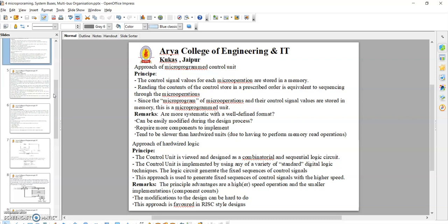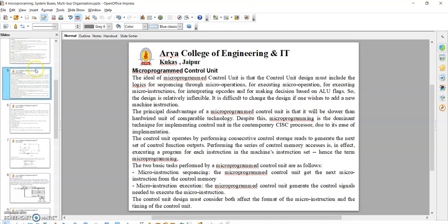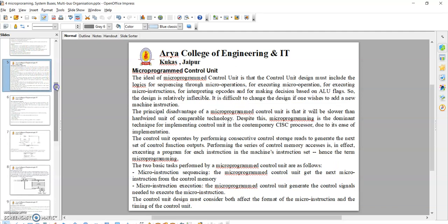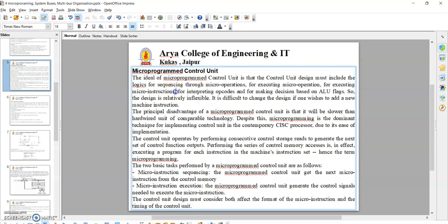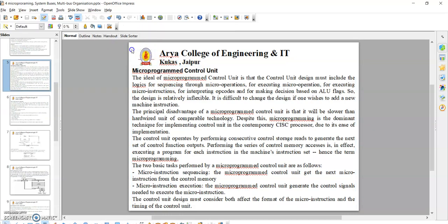If you move to the microprogram control unit, you can see the idea is that the control unit design must include the logic for sequencing through the micro operations, for the execution of micro operations, for interpreting opcodes, and for making decisions based on ALU flags. So the design is relatively inflexible. It's difficult to change the design if a person wishes to add a new machine instruction.